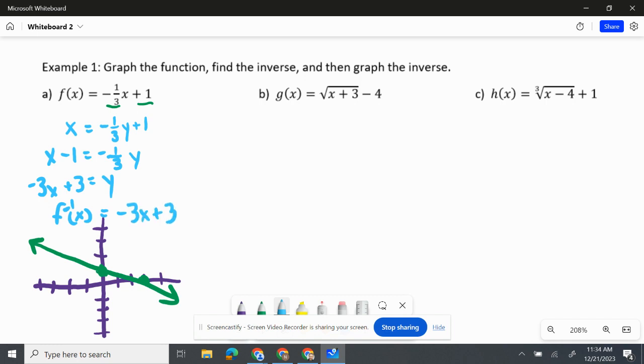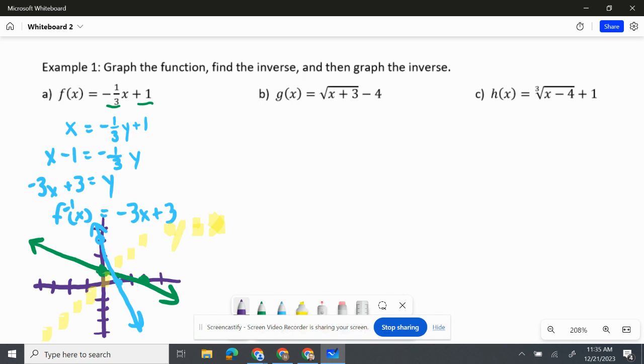So I'm going to plot my y-intercept at 3. I'm going to go down 3, to the right 1, and draw my line. Now, if we're doing it correctly, we should have a line of symmetry, and the line of symmetry should be the equation y equals x. So let's look at the next one.